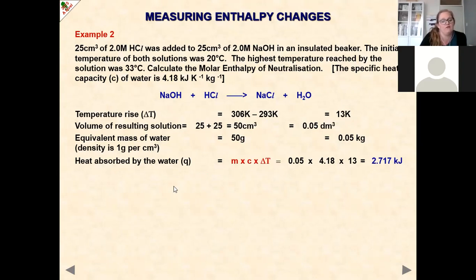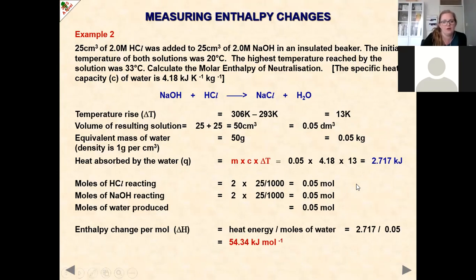So we're going to do its mass, which is 0.05, multiplied by the specific heat capacity, 4.18, multiplied by the change in temperature, 13, which would give us 2.717 kilojoules. It's a positive number, so that'd be an endothermic reaction. So that's just our heat absorbed by water.